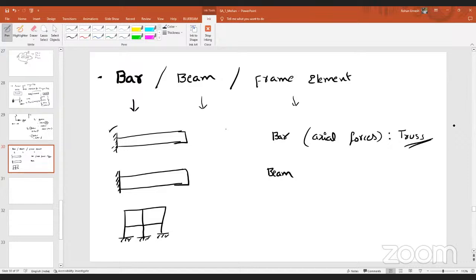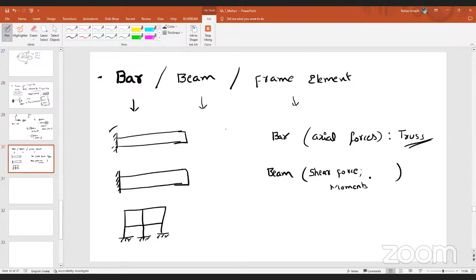A column is also an axial load carrying member, but in addition to the axial force, moments can also act on the column. So if it is a bar, I can say a truss is the best example for it. They will only transfer the axial forces. And what about the beam? What are the primary resisting forces for a beam? Transverse force. For me, I can say shear force and moments.